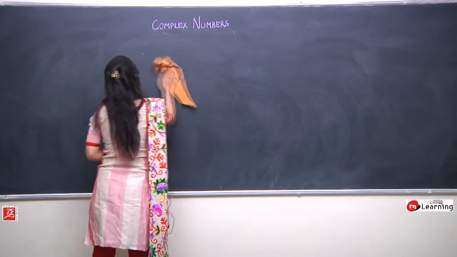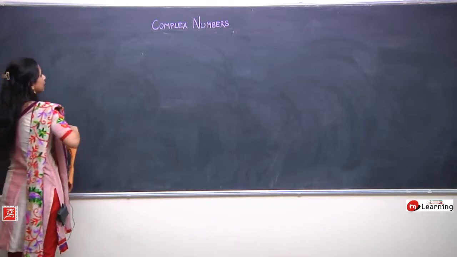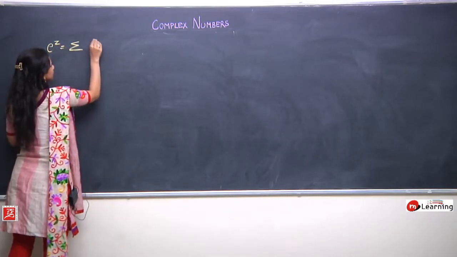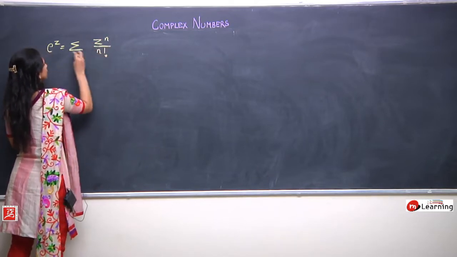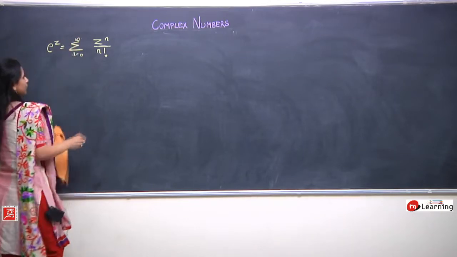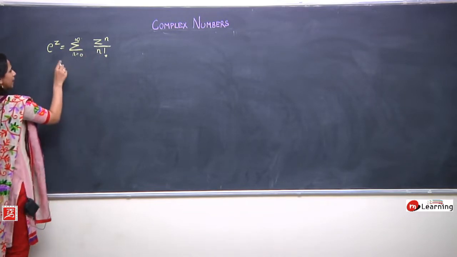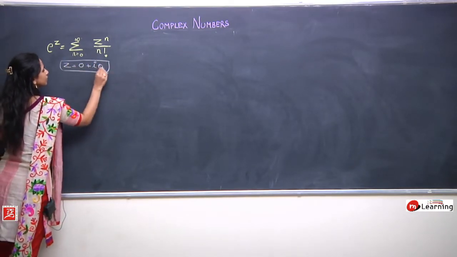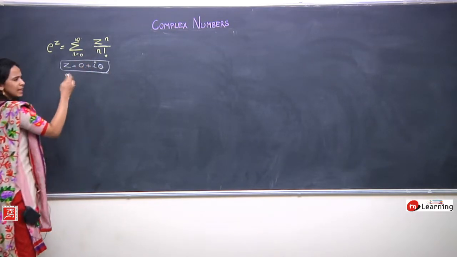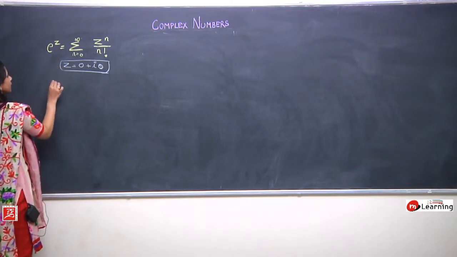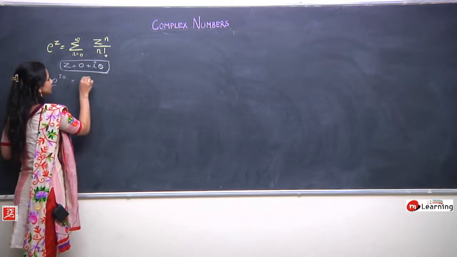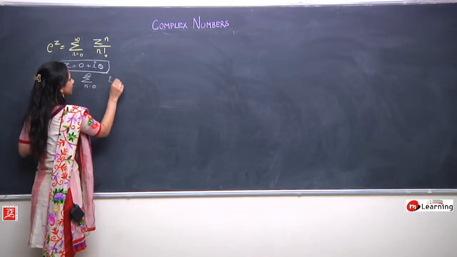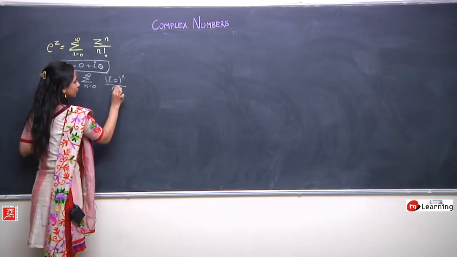Now, let us try to expand this series. So, what I have here is, I can write e to the power z as summation n, z to the power n upon n factorial, where n will vary from 0 to infinity. Now, I am replacing this z by 0 plus iota theta. This is a complex number, iota theta, and I am just trying to see what happens. So, what I will get is e to the power iota theta is equal to summation n varying from 0 to infinity, iota theta to the power n upon n factorial.